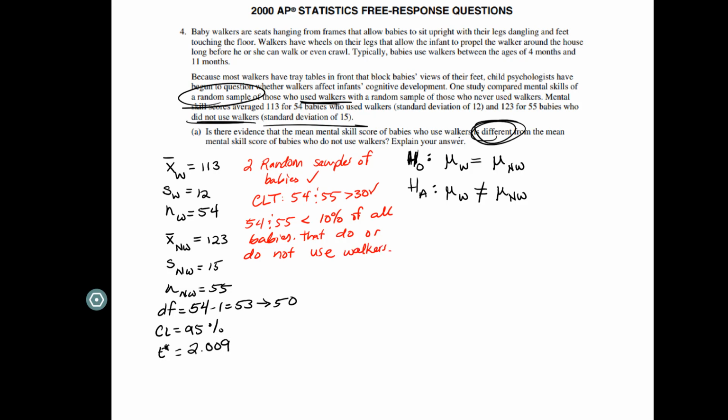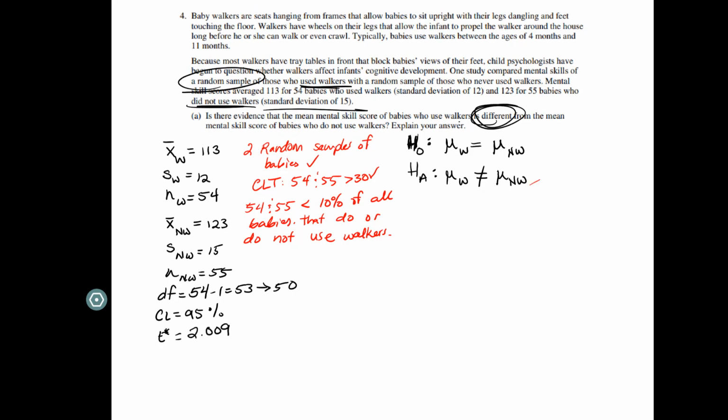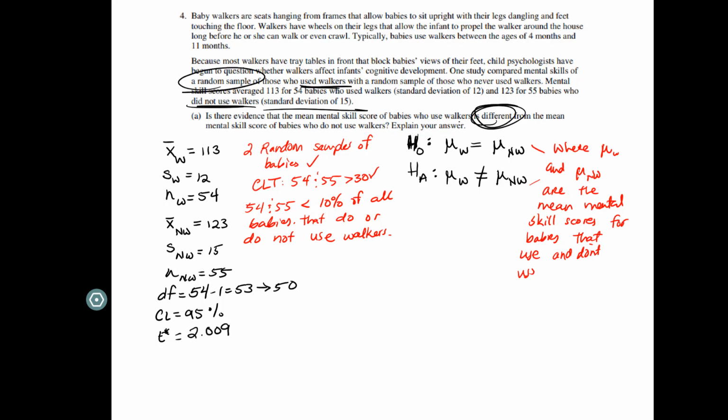So, easy enough to do. Let's go ahead and make sure we define what our means are over here, where mu W and mu NW are the mean mental skill scores for babies that use and don't use walkers, respectively. Okay, so easy enough, not too much work.